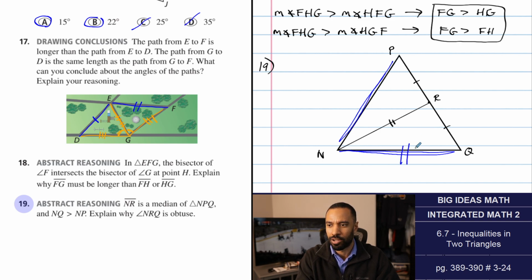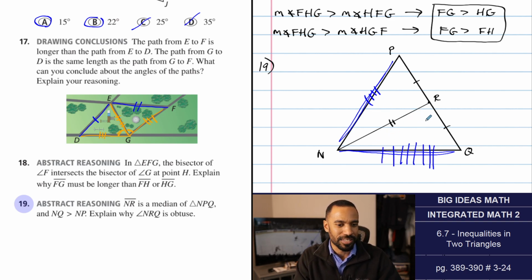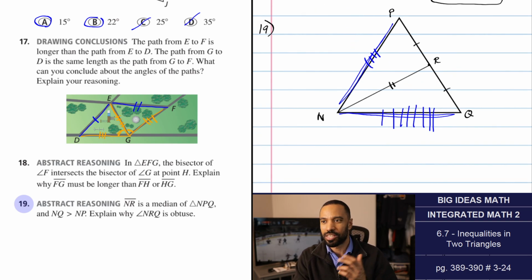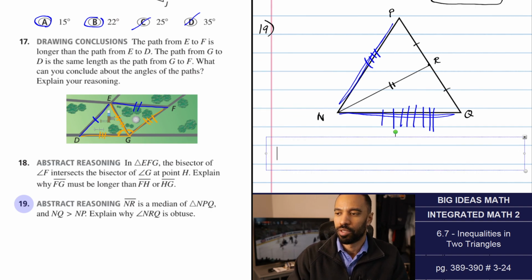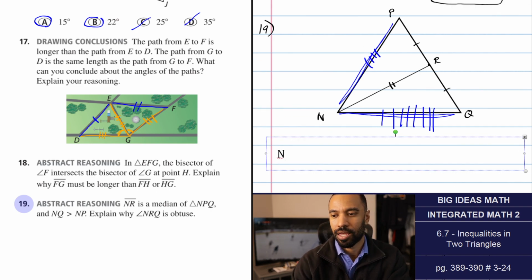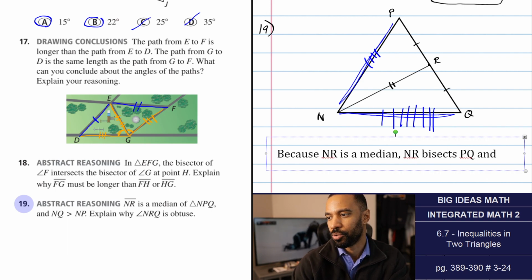So I'll give this a bunch more tick marks, and this one's just going to have one less. Okay, a bunch more tick marks here than that one. All right, this one's bigger than this one. Why is this obtuse? Okay, so this is a lot of the converse of the hinge theorem, okay? So because NR is a median, NR bisects PQ, and therefore PQ is equal to QR.